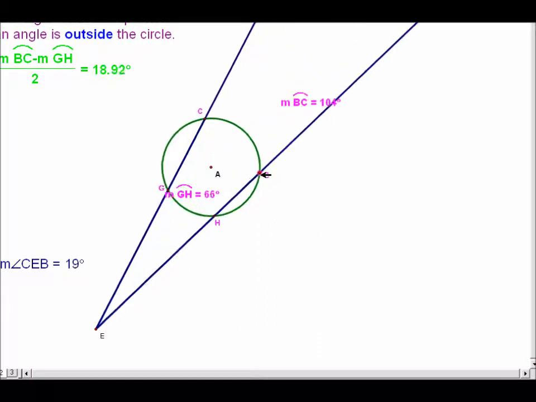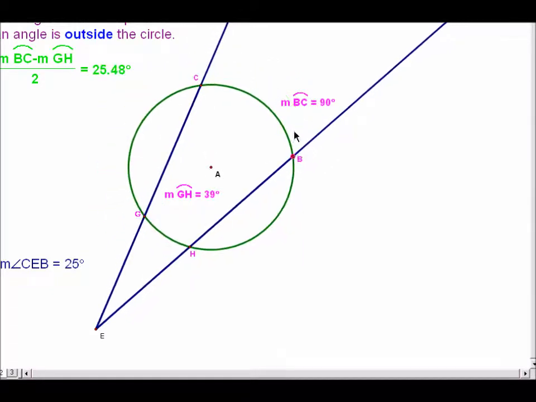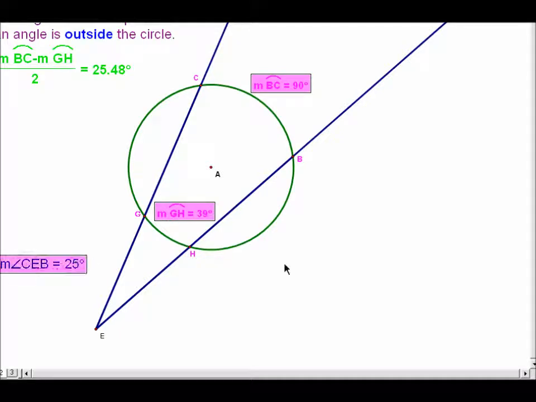So I think it's probably a pretty safe conjecture to say that if we take the difference in the two intercepted arcs, so intercepted arc BC, intercepted arc GH, those two arcs that are being intercepted, if we subtract them and divide by 2, that gives us the angle that's formed outside the circle.